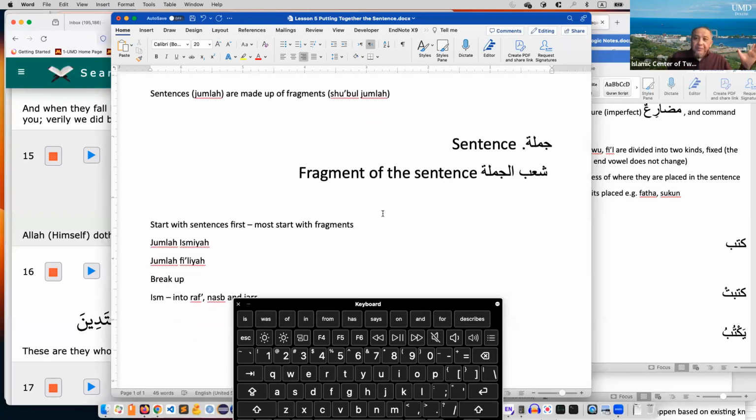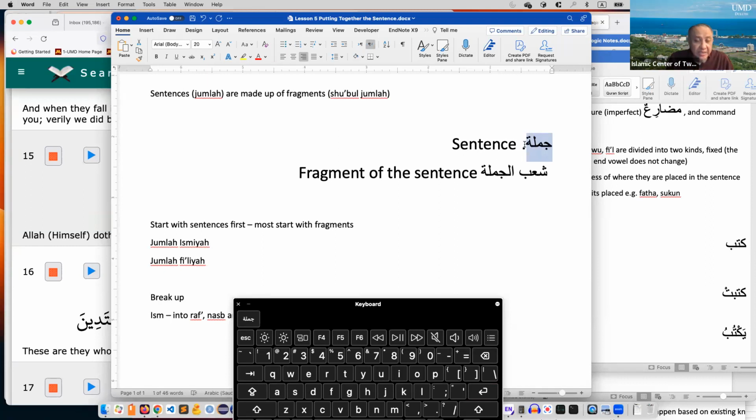Now let's break up the kinds of sentences. There are 2 major kinds of sentences. There are a few more, but I'm going to start with the main ones. So when you look at the Quran, you can kind of tell, oh, that's that kind of sentence, oh, that's another kind of sentence. So the first kind of sentence is called jumlatun ismiyah.